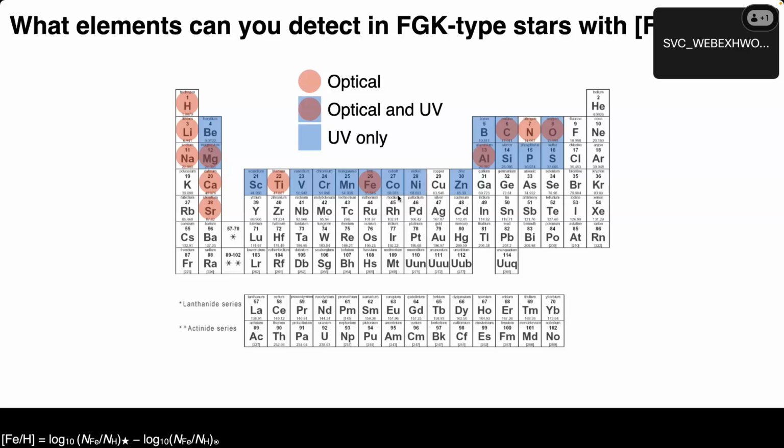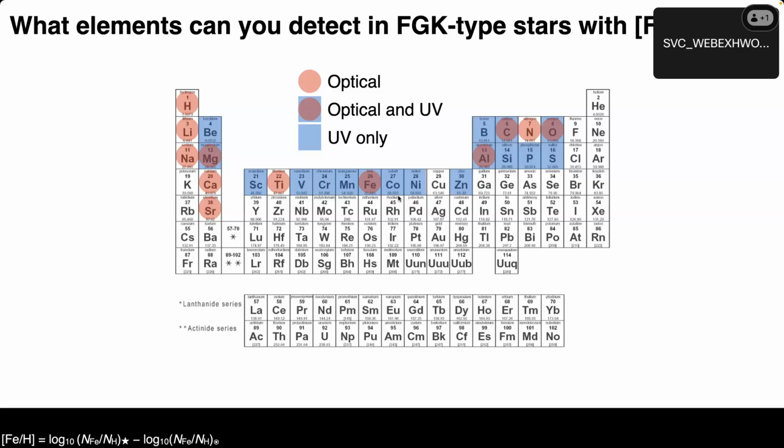Elements with the red circles are ones that you can detect in the optical in these stars in sort of the best case scenario. The elements shown in the blue rectangles are ones you can detect in the UV if you have UV spectra. And then of course the ones with both symbols you can detect in both the optical and the UV.